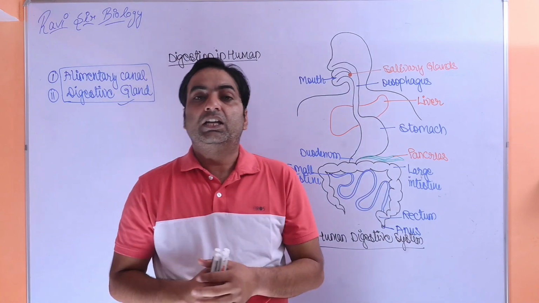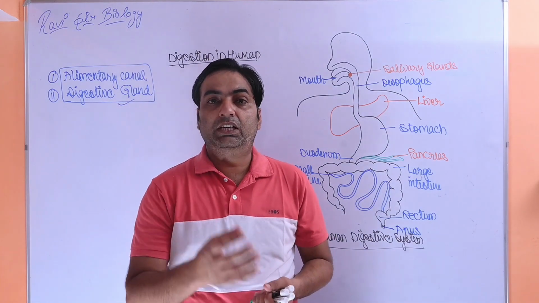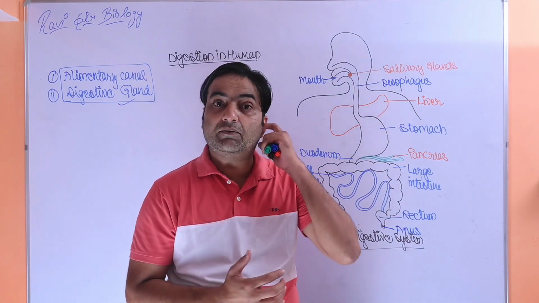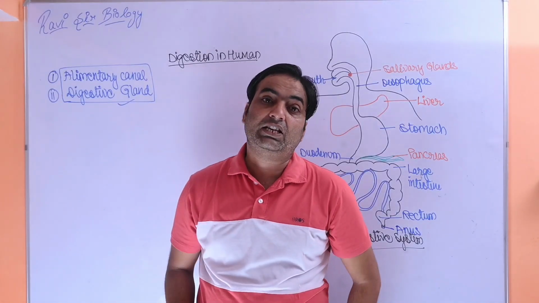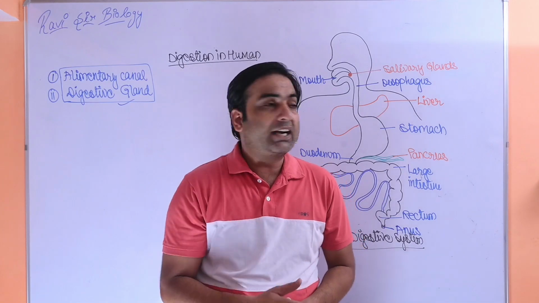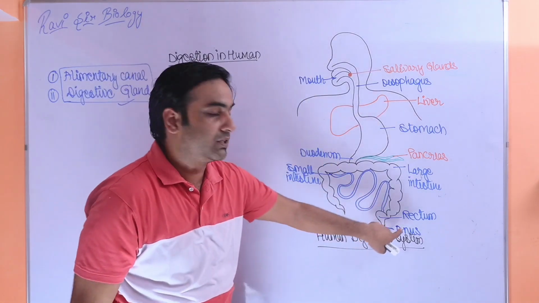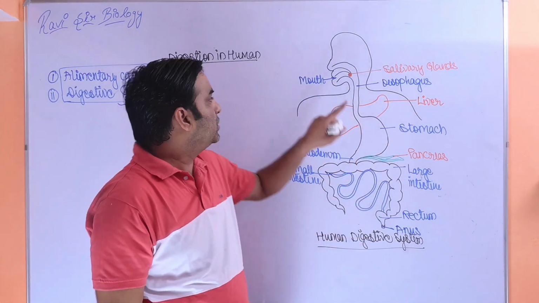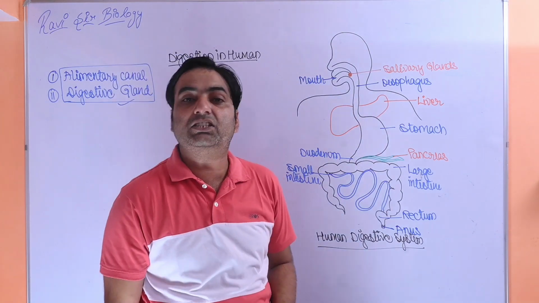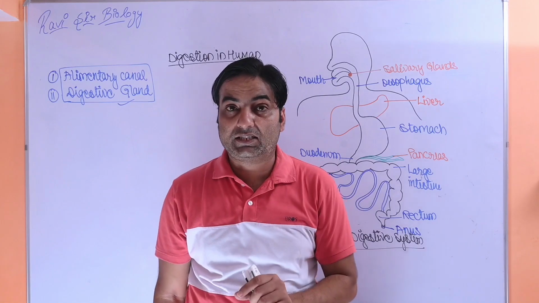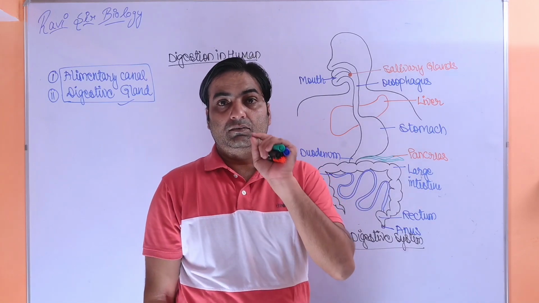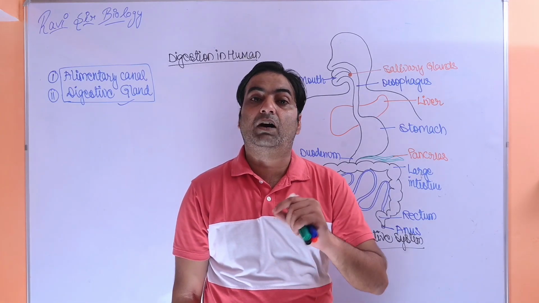You take food, the food goes into the mouth, the process is called ingestion, and after that digestion will be started. And the most important question: which part of the alimentary canal, from mouth to anus, digestion starts? Usually people understand that it starts from the stomach. No, this is the wrong answer. The correct answer is digestion starts from the mouth only.